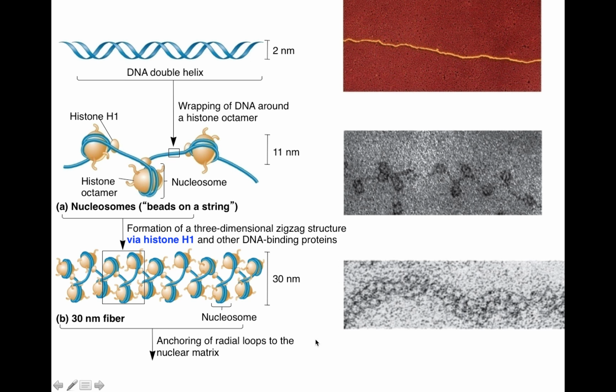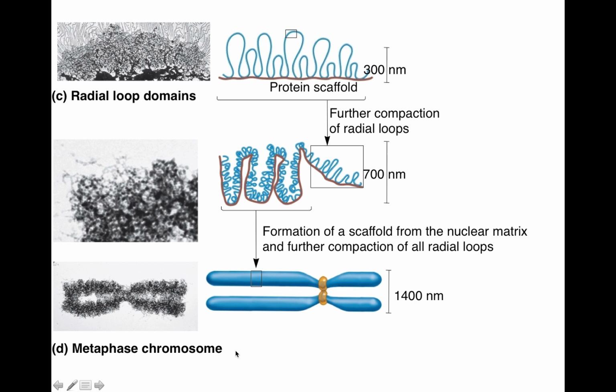Okay, so this is a very important figure because it shows the hierarchy of organization of eukaryotic chromatin. First, we have the DNA double helix, which is approximately 2 nanometers in diameter. Adding the histone core, we get an 11 nanometer fiber. Adding histone H1, we get a 30 nanometer fiber. And furthermore, this 30 nanometer fiber is anchored to form radial loops to the nuclear matrix.